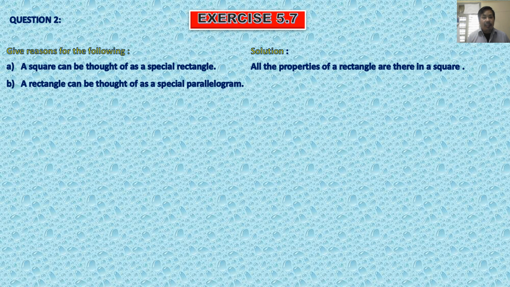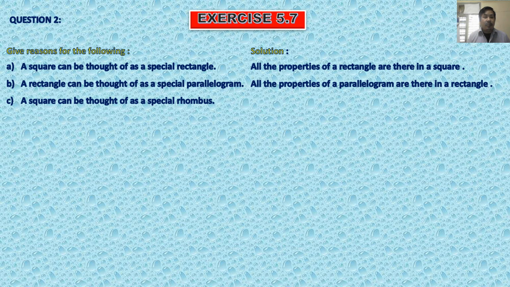The next statement is: a rectangle can be thought of as a special parallelogram. Why? In the solution, all the properties of the parallelogram are there in the rectangle. What are the properties of the parallelogram? The opposite sides are equal, and the diagonals bisect each other. These two properties are also there in the rectangle. Therefore, we can say that a rectangle is also a special parallelogram.